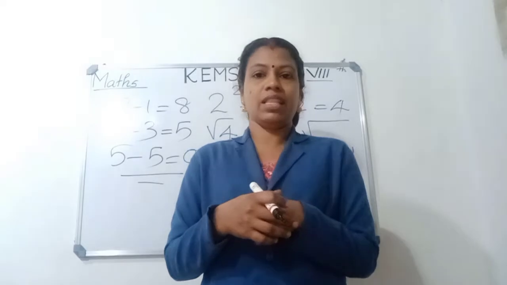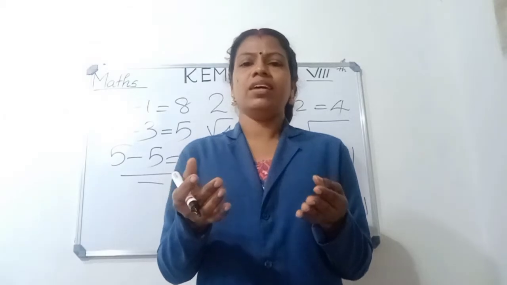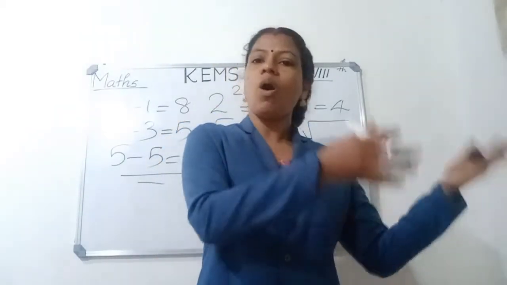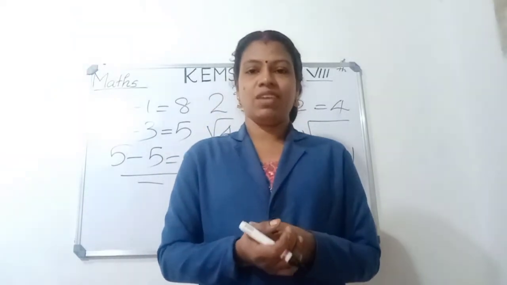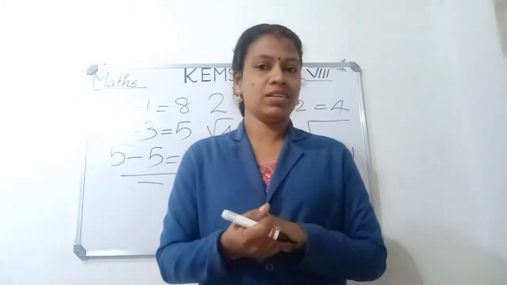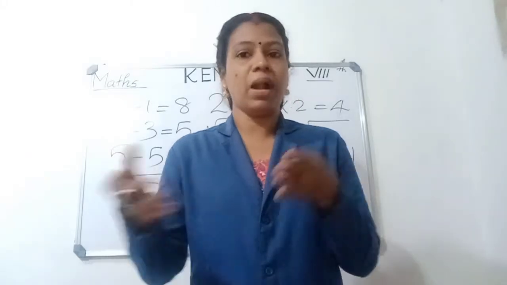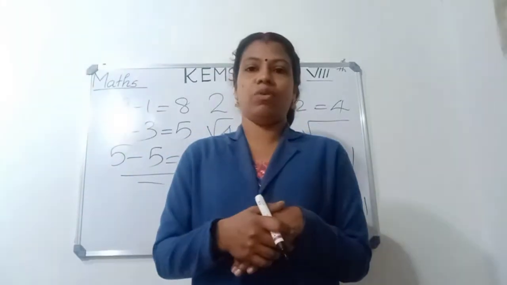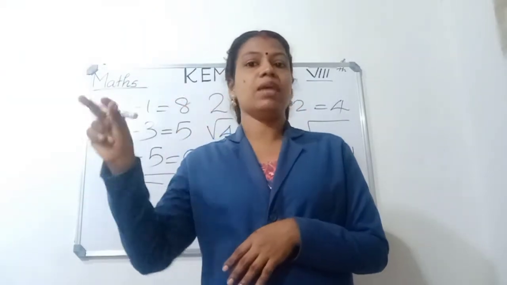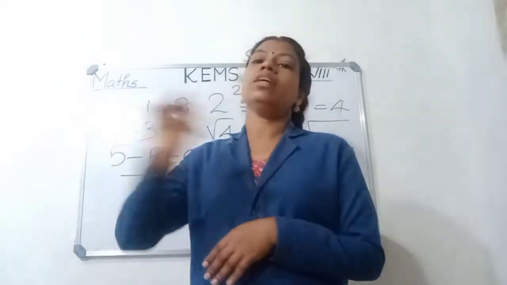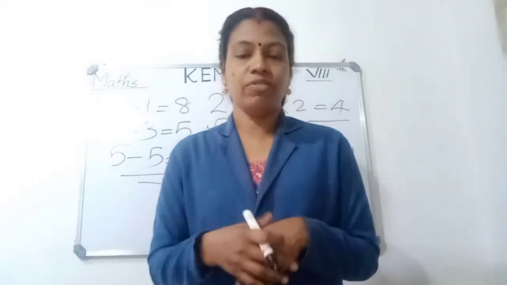Then, what is the divisibility rule of 5? Yes, it is very simple. If the number ends with 0 or 5, it is divisible by 5. What is the divisibility rule of 4? If the last 2 digits are a multiple of 4, or divisible by 4, then the whole number is divisible by 4. That is the divisibility rule of 4.